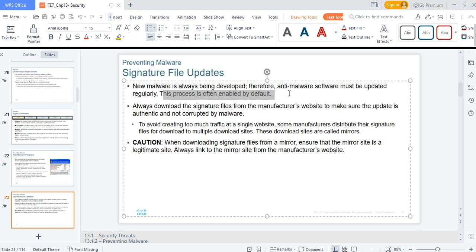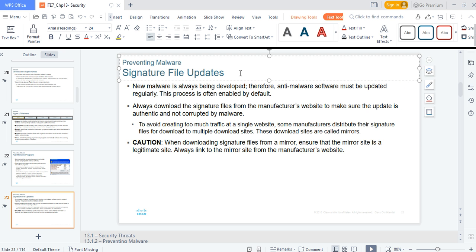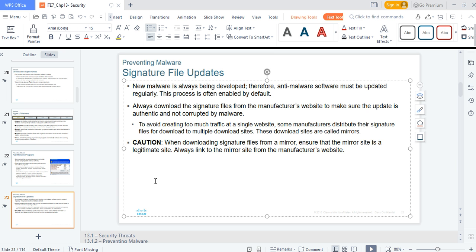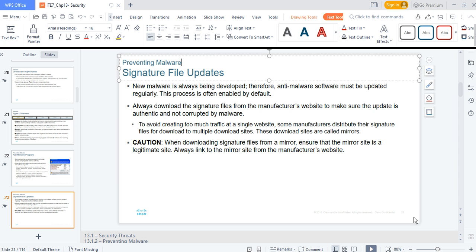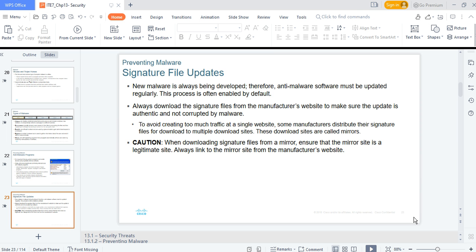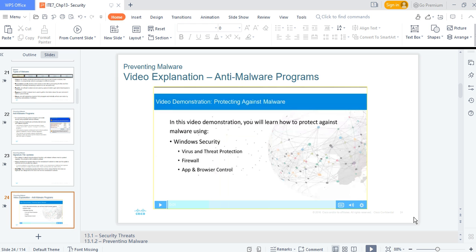So this process is always enabled by default. So don't turn off your update. Yes, you might save some internet bandwidth, but in the long run it may not do you much good. So make sure that your anti-malware software is always updated.